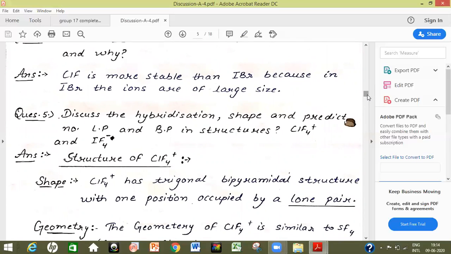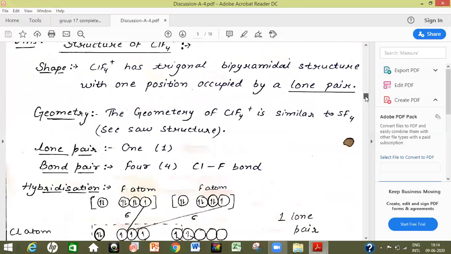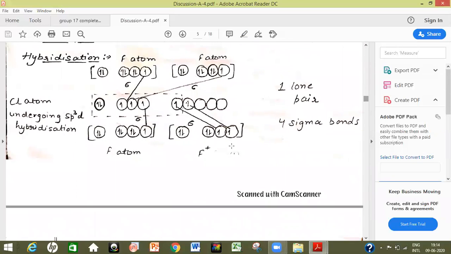Discuss the hybridization, shape and predict the number of lone pairs and bond pairs in the structure of ClF4 positive and IF4 negative. For this question, I have already uploaded a video on the concept of hybridization of molecular ions. One of these molecules I have directly discussed there, and for this you can refer to ClF4 negative, similar to that. So I will not be discussing it again here. Here I would like to point out that fluorine is the most electronegative element present in the periodic table. So it can never be present as F positive.